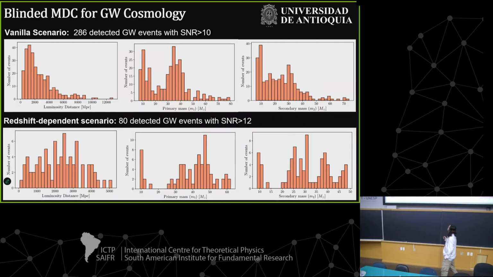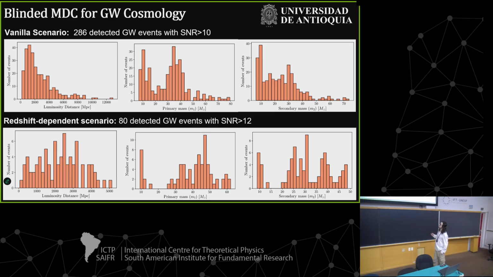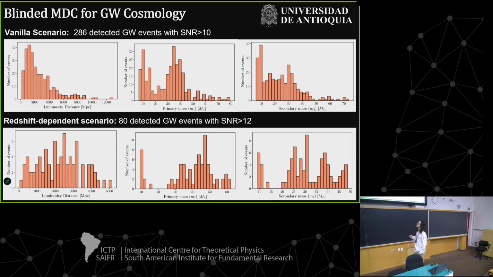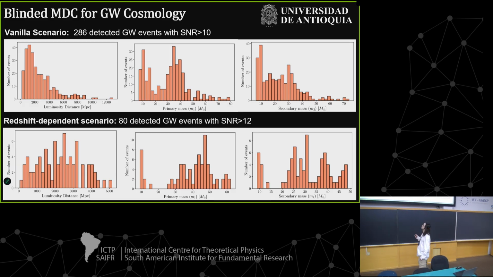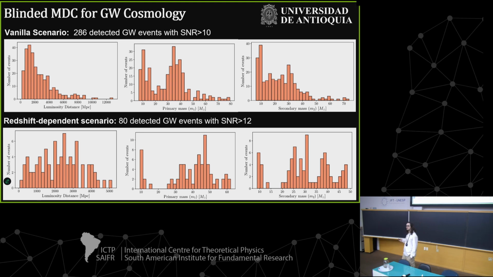So for the vanilla scenario, there were 286 detected events, applying a signal-to-noise ratio (SNR) criterion above 10. Basically, whenever an event has an SNR above 10, we deem that event as detected. Out of all the events that were produced in the mock data generation, these were the ones that were detected. These detected events have this distribution for the luminosity distance, this one for the primary mass, and this one for the secondary mass. For the primary and the secondary, you can see that the distributions more or less follow the assumed distribution used when creating the mock events.